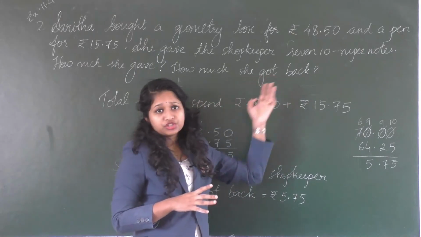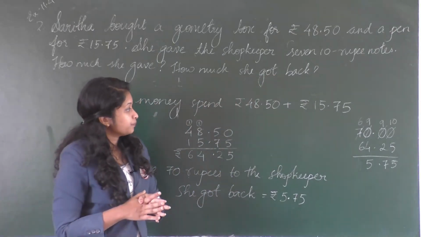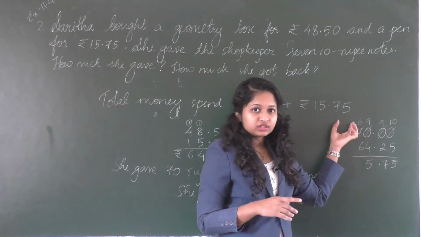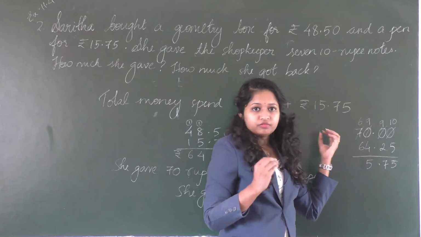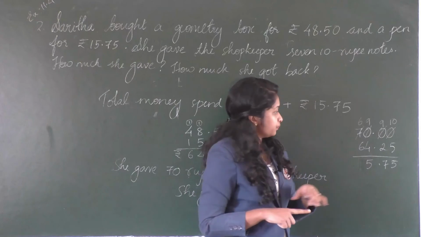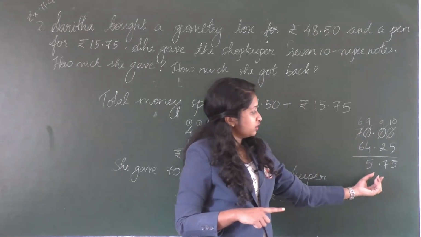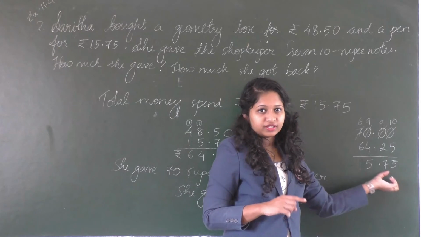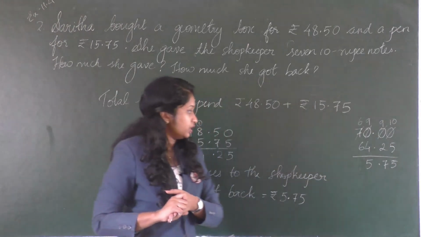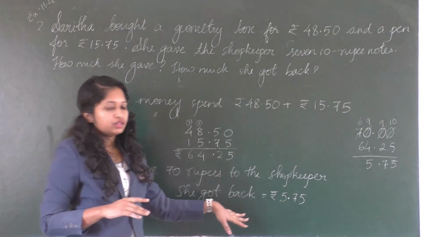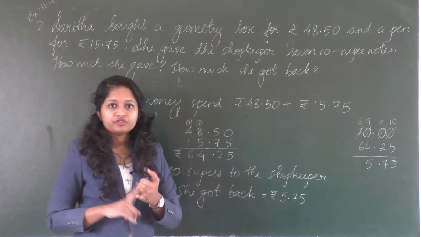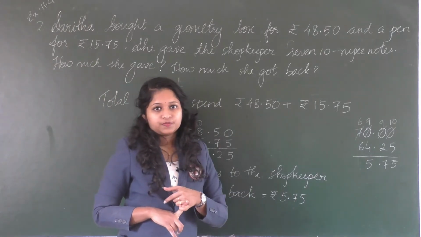Now, how much did she get back? So to find that, we should subtract the total amount for the geometry box and the pen from the money she gave. So when you subtract, we get 5.75, that is 5 rupees 75 paise. Okay, so she got back 5 rupees 75 paise and she gave the shopkeeper at first rupees 70.